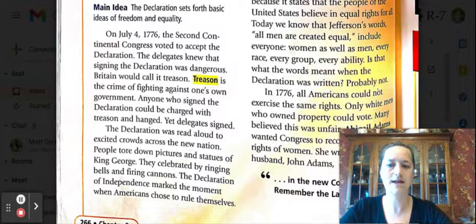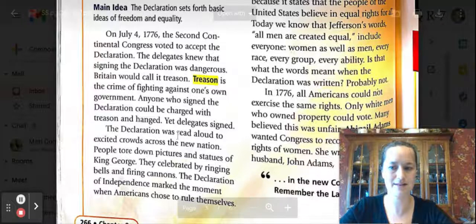The delegates knew that signing the Declaration was dangerous. Britain would call it treason. Treason is the crime of fighting against one's own government. Anyone who signed the Declaration could be charged with treason and hanged. Yet delegates signed. In your notebook, you have the word treason written down. You're going to want to pause this and write down the definition of the word treason. Treason is the crime of fighting against one's own government. You could be killed for treason. The punishment for treason is usually death. Treason is a big deal.